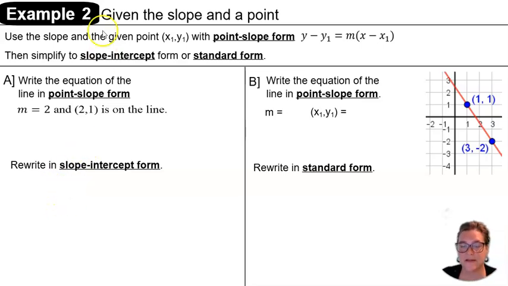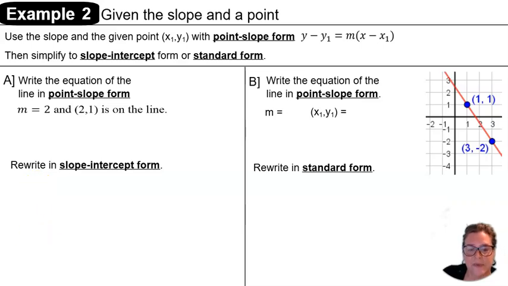So welcome back to the notes for writing equations of lines. We're in example 2. In example 1, we were given the y-intercept and the slope. This time we're given the slope and a point that's on the line. In that case, we want to use point-slope form, and that's this form shown right here. y minus y1 is equal to m, the slope, times the quantity x minus x1.